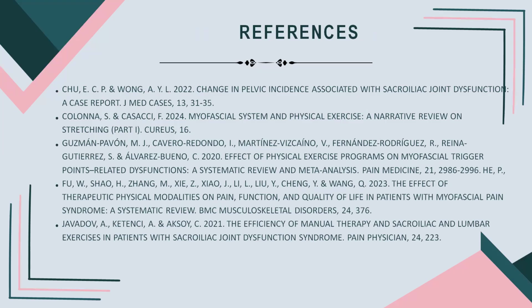To conclude, this case highlights how a multidisciplinary approach involving physiotherapy, regenerative therapy, and patient education can significantly enhance outcomes in Becker's muscular dystrophy. The key takeaways are early intervention and consistency in therapy are crucial. Myofascial pain and SI joint dysfunction can coexist with neuromuscular disorders. Rehabilitation must be individualized, progressive, and patient centered.